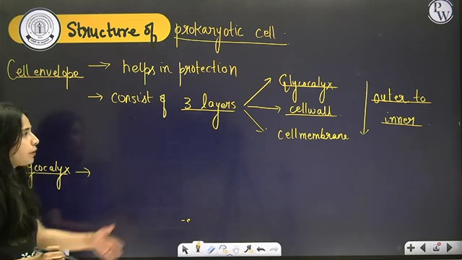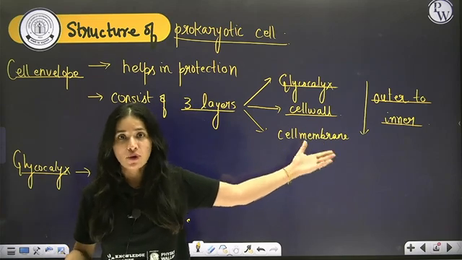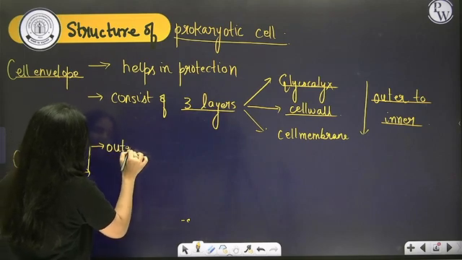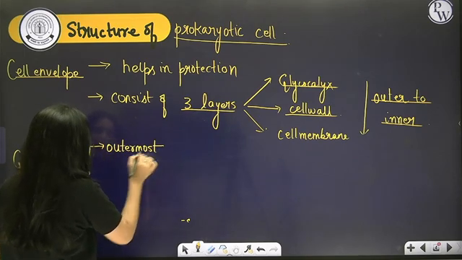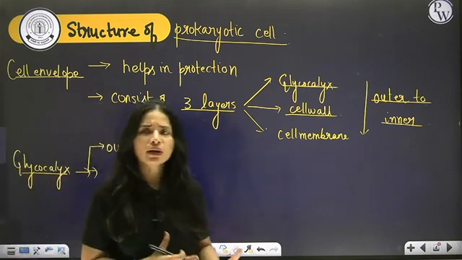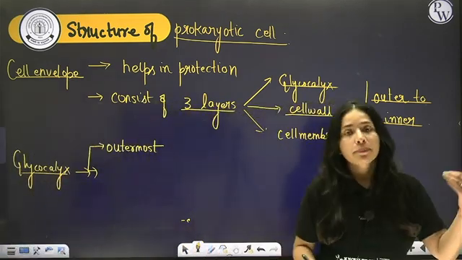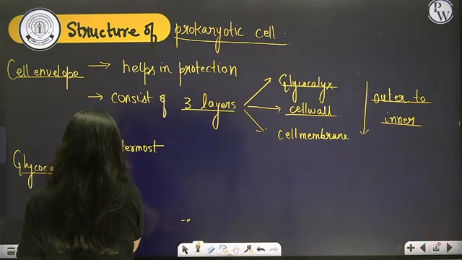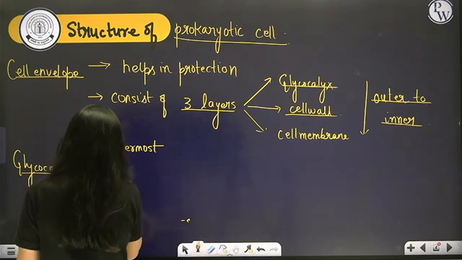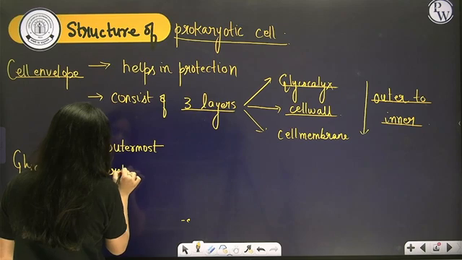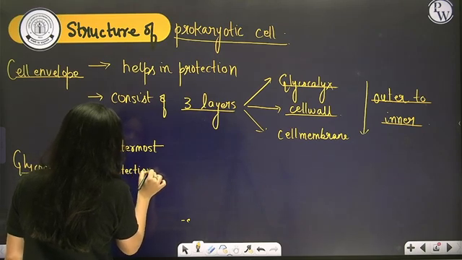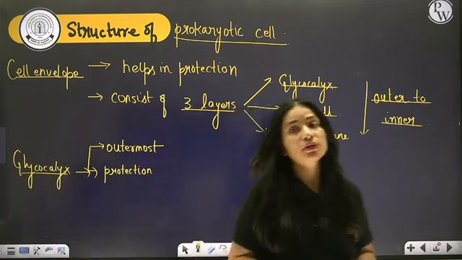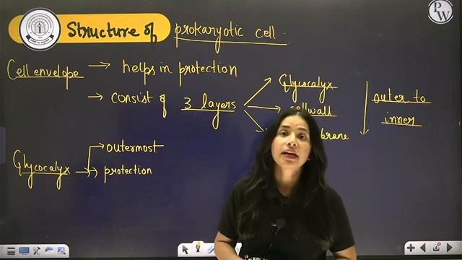First point, you yourself know what I am going to write: it is the outermost layer. So, being the outermost layer, one of the most important functions that it has to perform is protecting the underlying layers. So the most important function of glycocalyx is going to be protection.